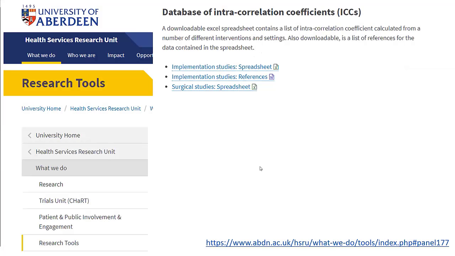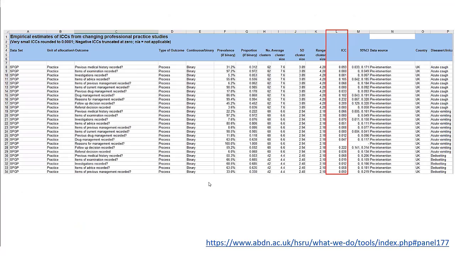So this is the front page of the University of Aberdeen, where they have spreadsheets that include ICCs that you can download. So you might be able to look at those. Here's an example of the spreadsheet. You can look at the type of unit of allocation here as a general practice, the type of outcome, whether it's a process or a health-related outcome, binary or continuous, information on the prevalence, and then an estimate of what the ICC is.